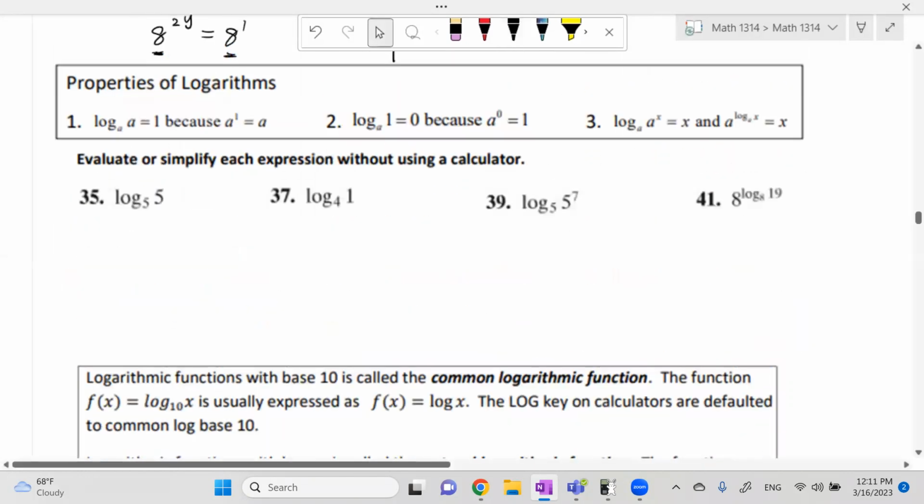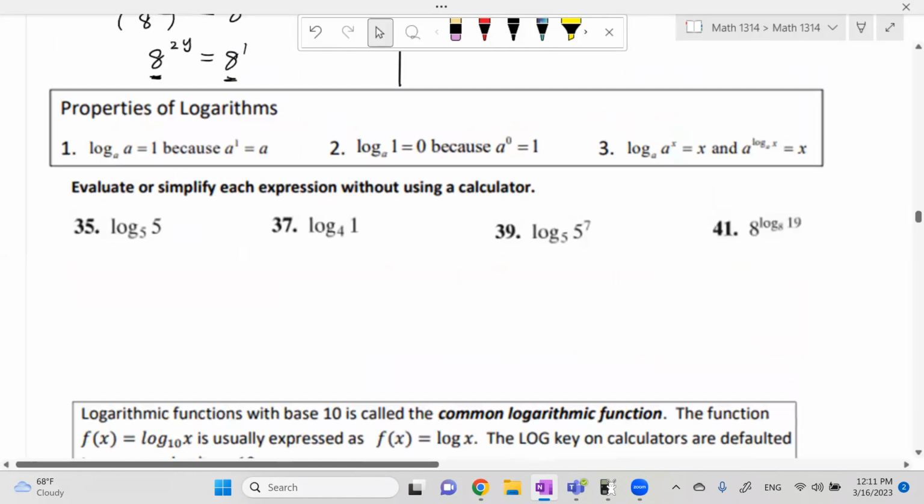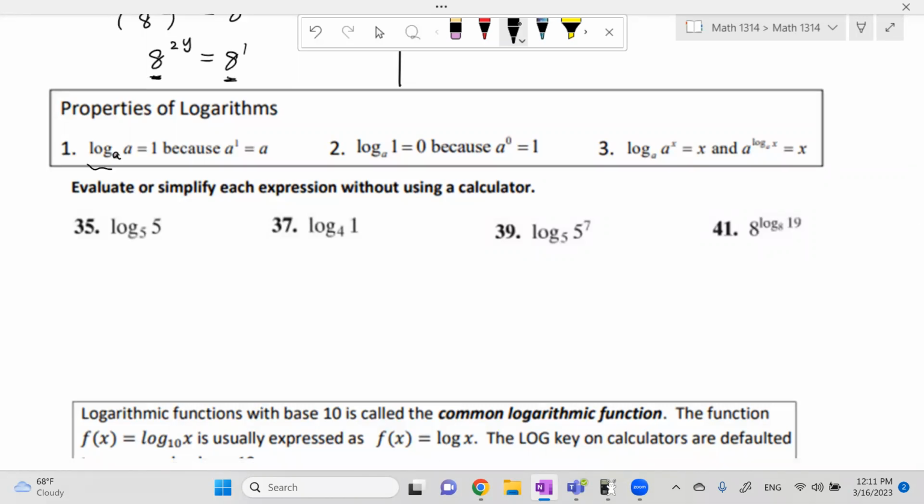Let's see the next part, properties of logarithms. If we have log base a of a equals 1, why did that happen? Because we can rewrite the logarithm form: a to the power 1 equals a. Yes, a raised to the first power is a again. So this is a property. Second, log base a of 1 equals 0. Because if I rewrite it, the base is a and raised to the 0 power, we have 1. Yes, a to the 0 power is always 1.